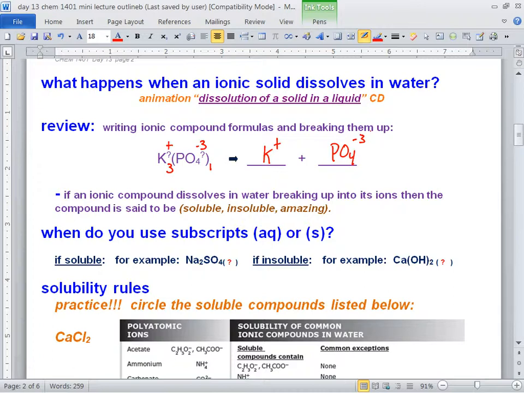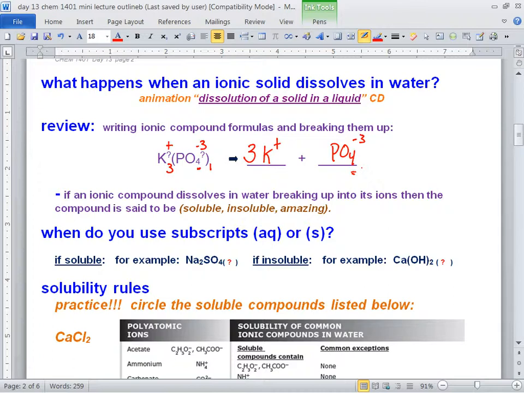If you're going to find, for example, the molar mass of this thing, it'd be 3 Ks, 1 P, and 4 oxygens. So you have to have a 3 in front of the K plus. So the subscripts just become the coefficients, right? Just remember, that's phosphate. So you don't move that 4 out because that stays there, right? It's phosphate. Okay, so we're going to be playing with that.